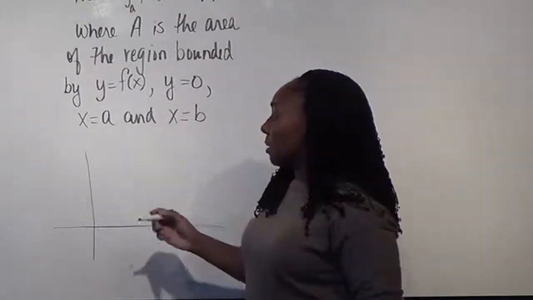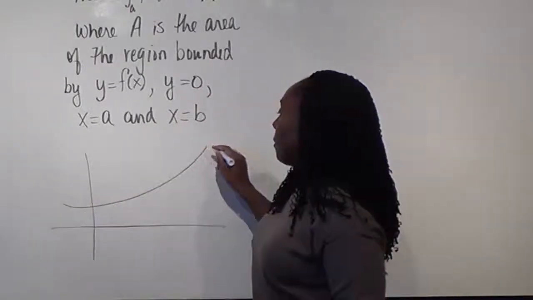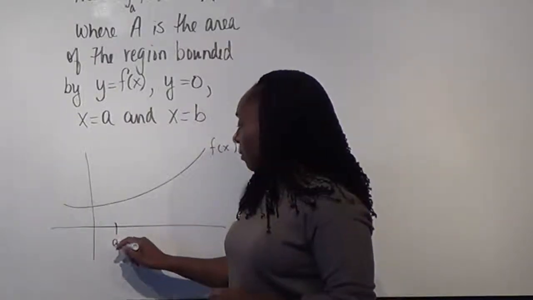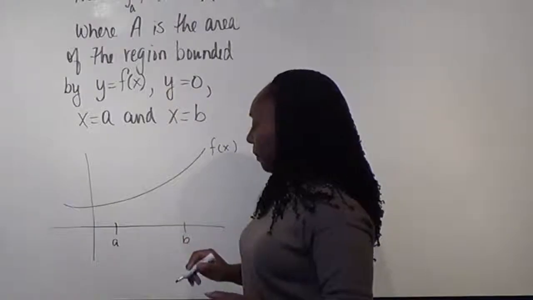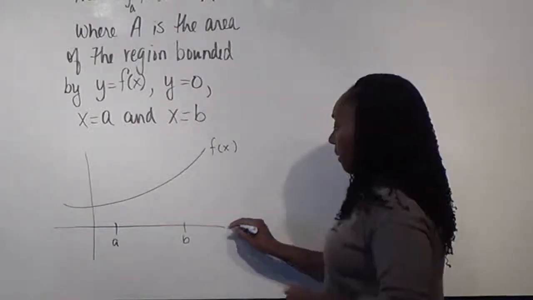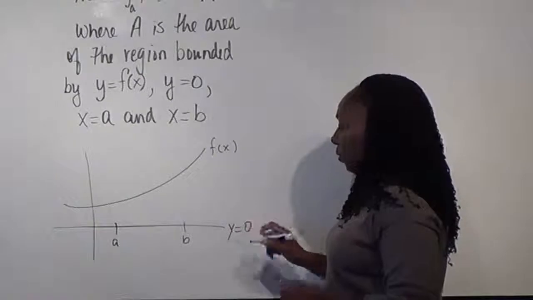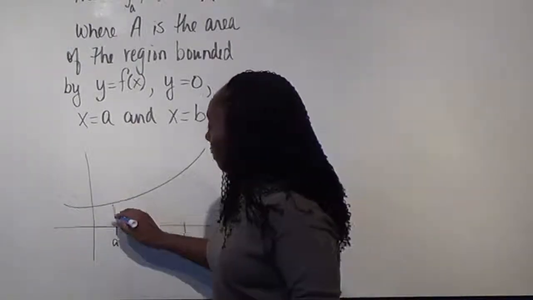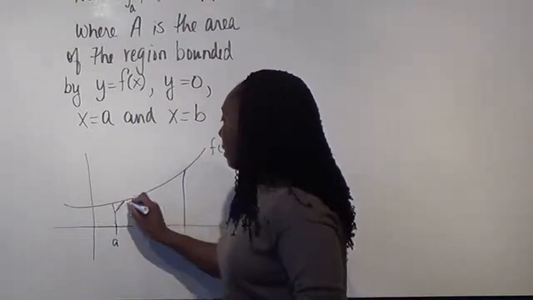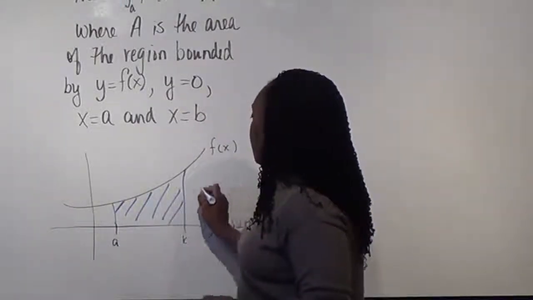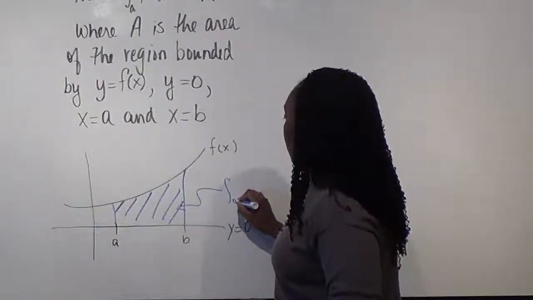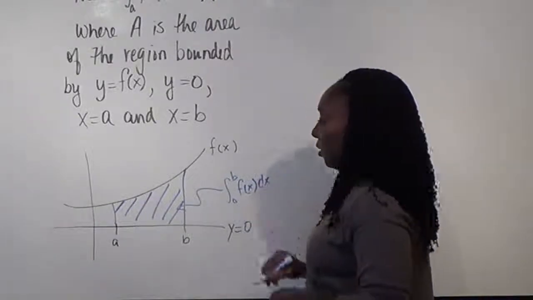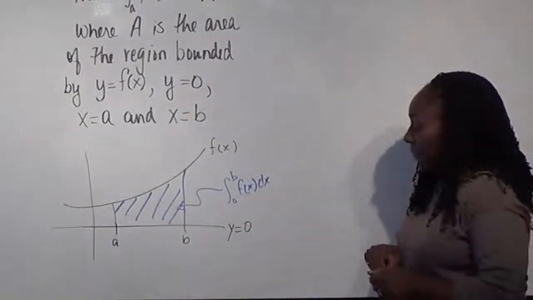And so pictorially what this is saying is if I have some function f of x and I have some interval from a to b, notice here the x-axis is my curve y equals 0, then what this is saying is that the definite integral is that region between those curves.